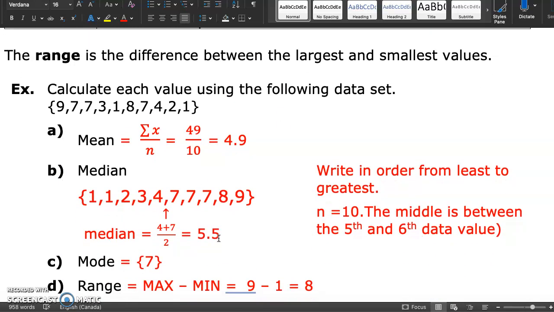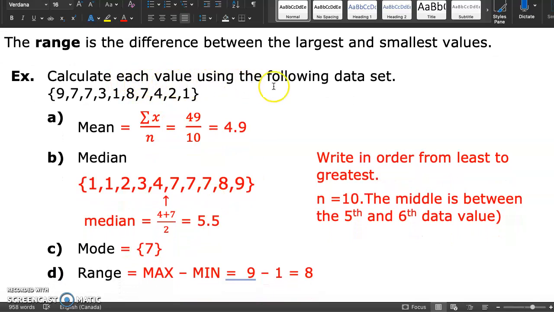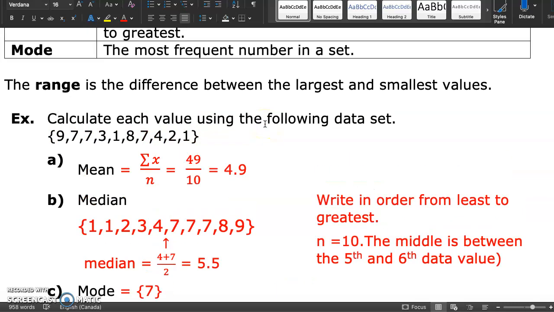So let's use an example. Calculate the mean using the following set of data. We add all of these values together, check to see that it's 49. Divide by the number of elements. There are 10 numbers. So when we divide, we get 4.9 as the mean.